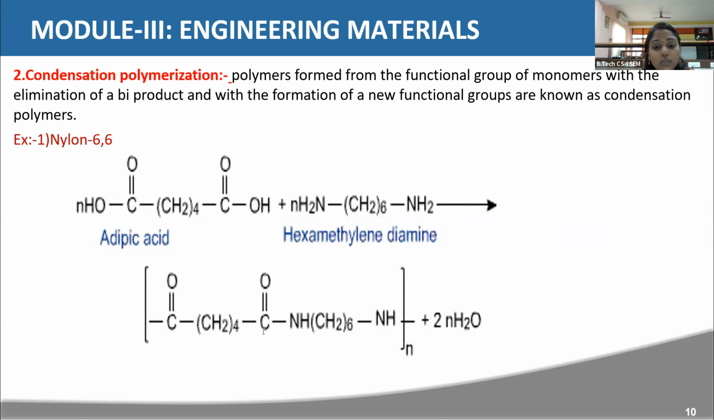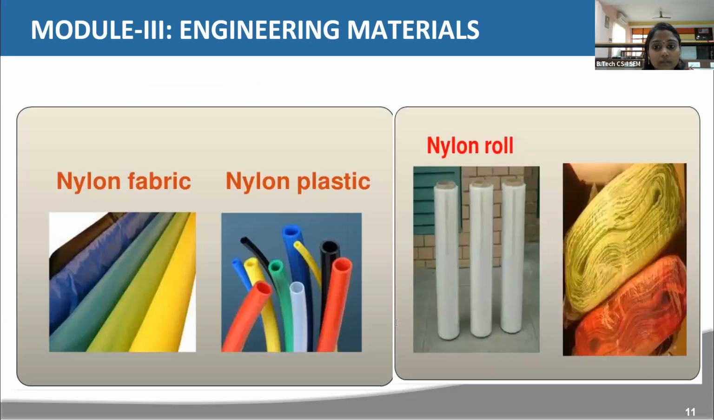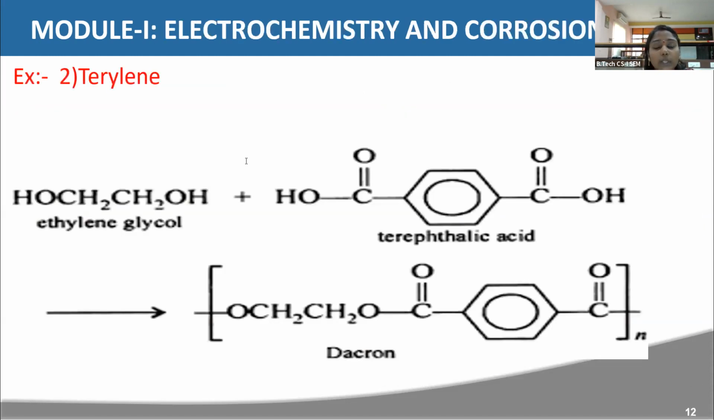C=O (CH2)4 C=O NH (CH2)6 NH. So this is used in nylon fabric, nylon plastics and nylon rolls. These are examples of nylon fabric, nylon plastic, and these are nylon rolls. The next one is terylene.